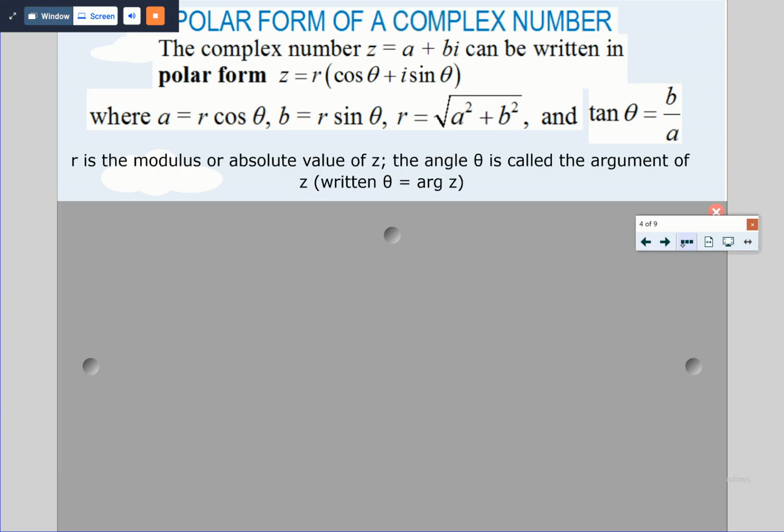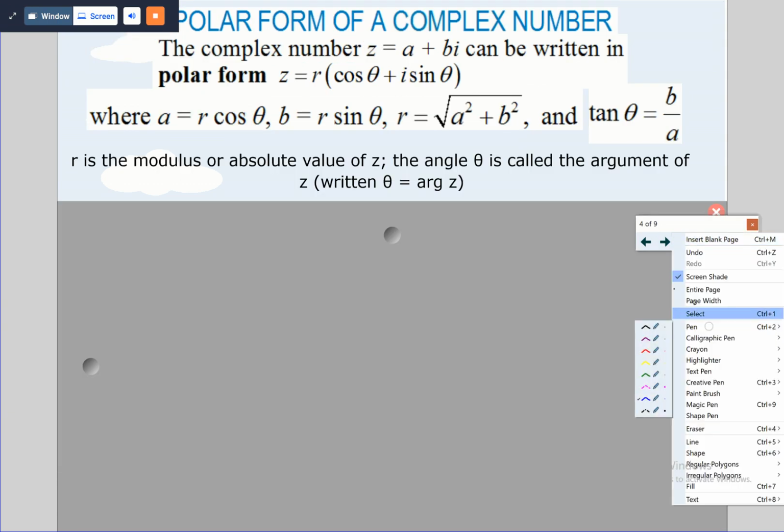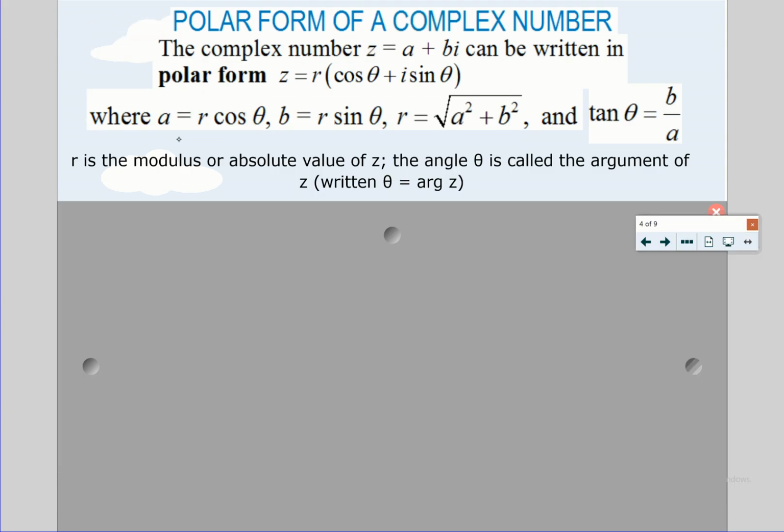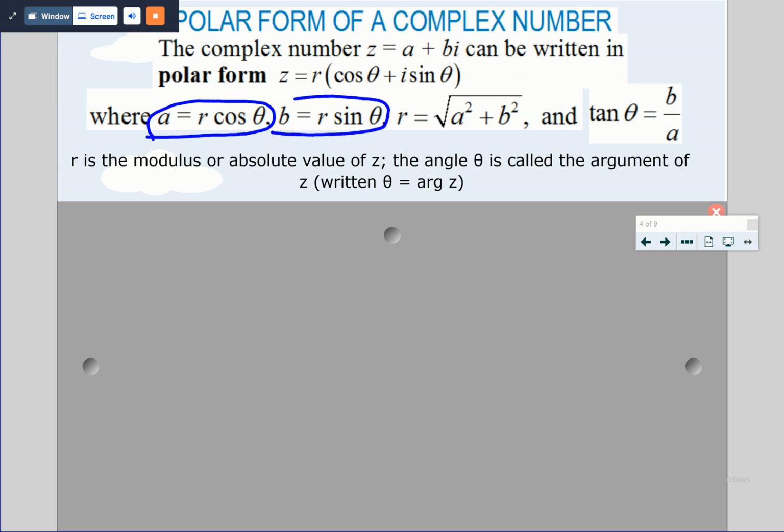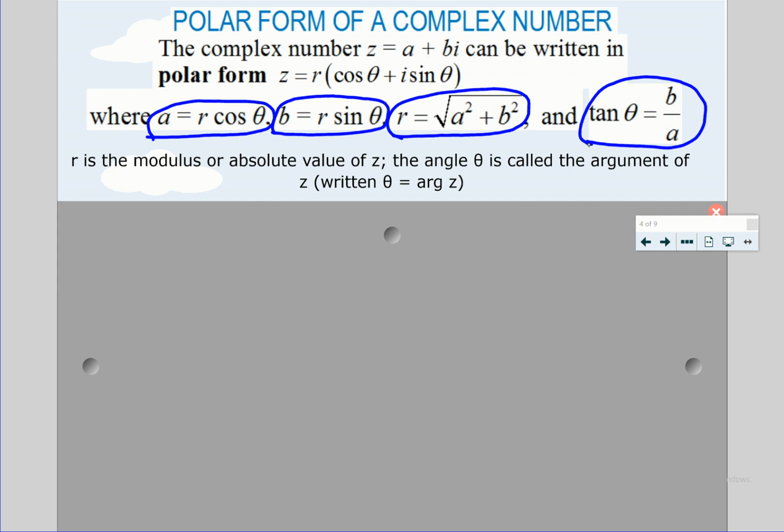All right. Next. We've got 4 formulas. These will look familiar to you. The only difference between these formulas and what we saw in the last section is that now, instead of an x and a y for a horizontal and vertical component, we have an a and a b for a horizontal and vertical component. Everything else is the same.